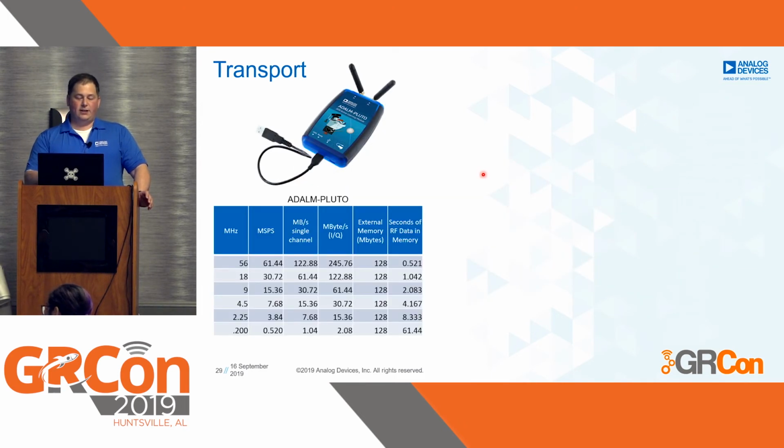And the transport, for example on Pluto, is USB 2. But one of the things on Pluto is we have internal memory. A lot of devices will have internal memory for buffering. So we have like 128 meg of memory. Depending upon the sample rate, that's anywhere between half a second and 61 seconds of memory you can store in the Pluto itself without actually having to stream any information over to the PC.